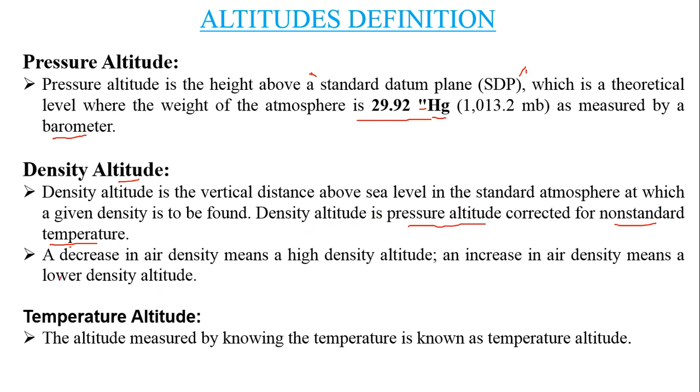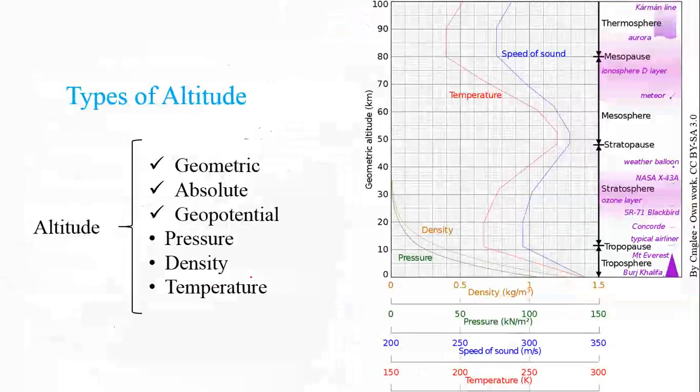We need to note that a decrease in air density means higher density altitude, and an increase in air density means lower density altitude, which means that if the density is high, the altitude is low. So if the density is low, the altitude is high.